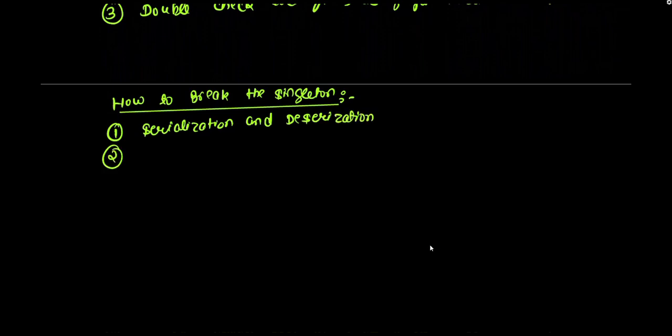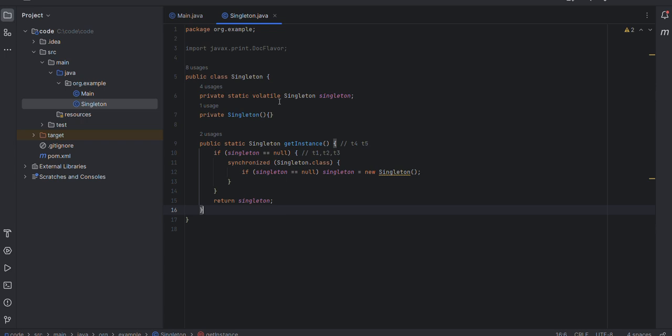And the second one is reflection. What is the use of reflection? Currently our constructor is private, right? If you change the constructor from private to public, you can access it directly. With reflection, you can directly change the accessibility of the constructor from private to public, and after that you can directly create the object. These are the two ways of breaking the singleton.